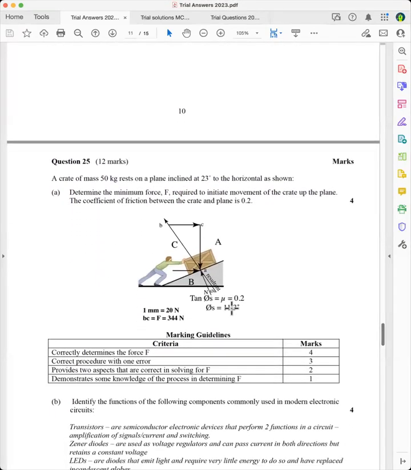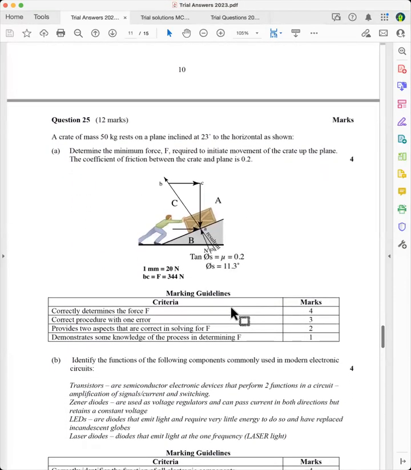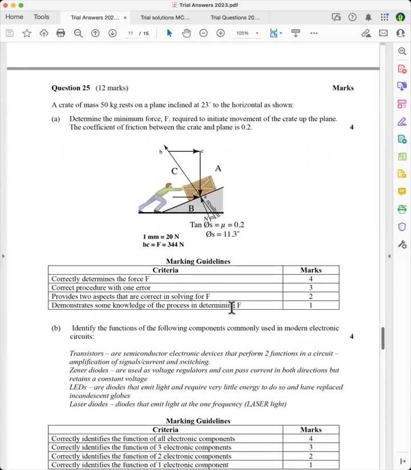Question 25A. These questions, if you do them the correct way, they're quite easy. So this fellow is holding, he's required to initiate movement up the plane. So if movement goes up, friction goes down. It opposes the tendency of movement. And so we want to get 3 forces on this. So we can use the 3-force rule.